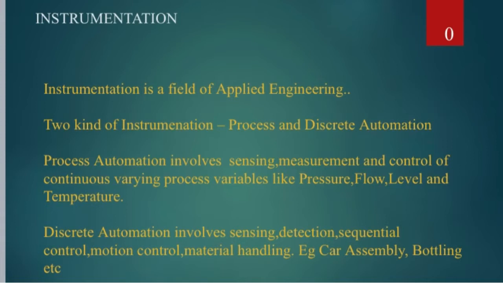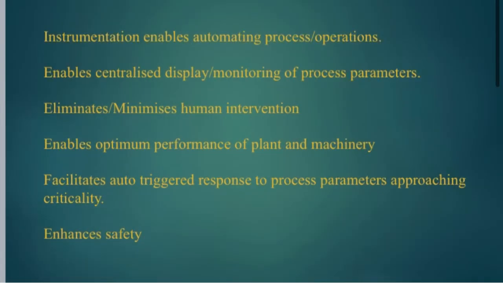Discrete automation involves sensing, detection, sequential control, motion control and material handling. Example, car assembly, bottling, etc. Instrumentation enables automating process and operations. It enables centralized display and monitoring of process parameters.